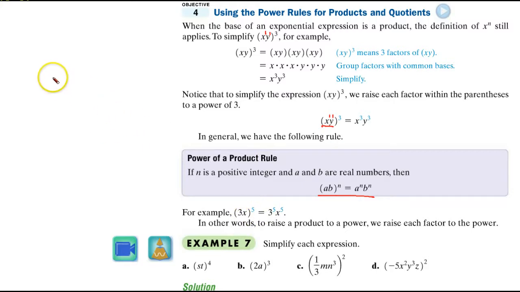Now, when we have this example, let me write it here, 3x to the 5th, keep in mind there's an exponent by the 3 of 1. There's an exponent there. So this becomes then 3 to the 5th x to the 5th. And 3 to the 5th is a rather large number. Okay, they're showing you that right here. All right, let's do some examples.